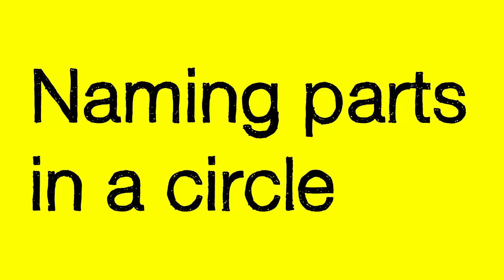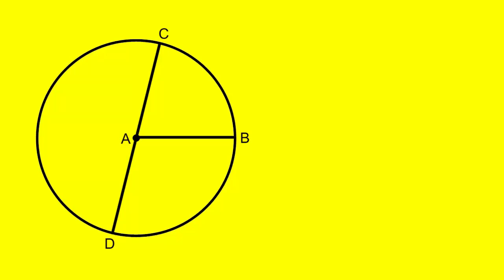In this video, we're going to look at how to name parts in a circle. So here we have a circle, and we're going to just start naming some parts of it. Some of the parts of a circle that you should know how to identify would be, for instance, the radius. And the radius is basically a segment that has the endpoints at the center and on the circle itself.